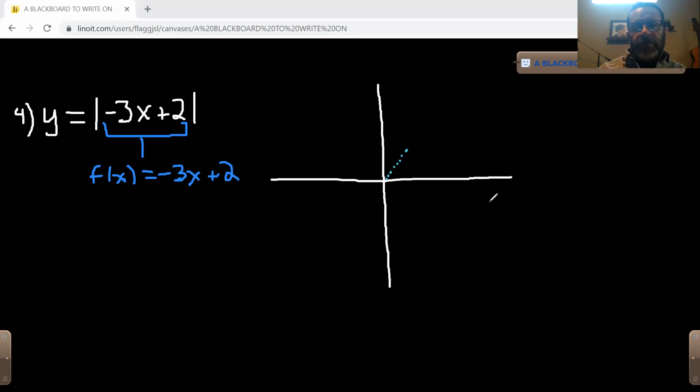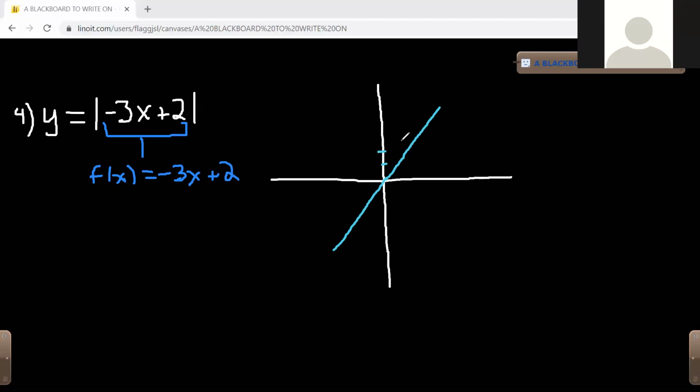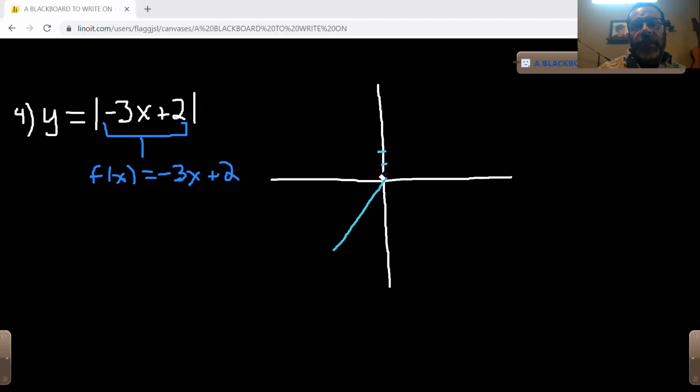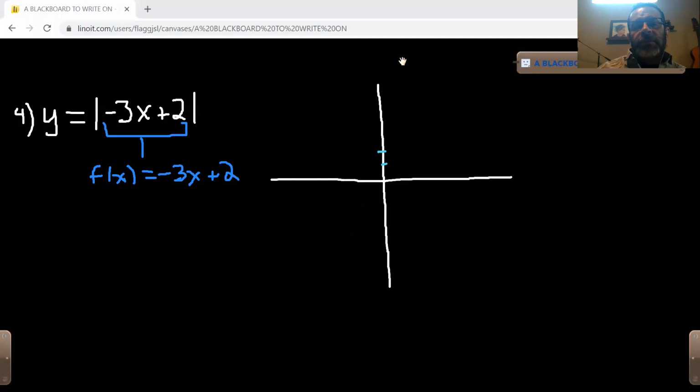Give me a moment. The original function is a line, and what am I doing with that line? Is it clear that I'm shifting it up 2 units? Yes. Okay. So now I've shifted it up 2 units.